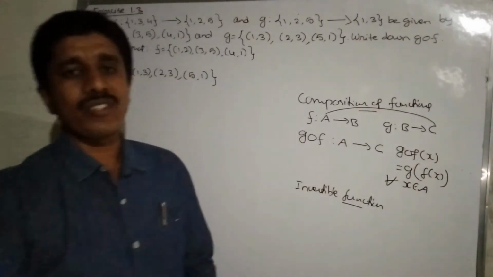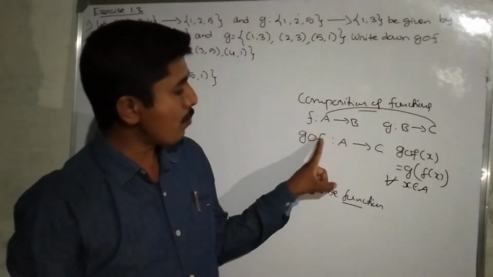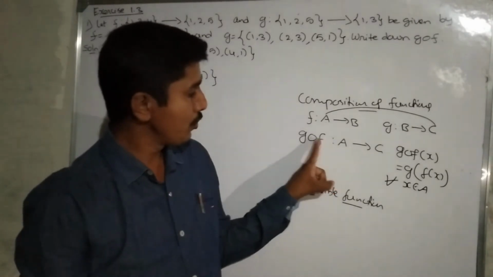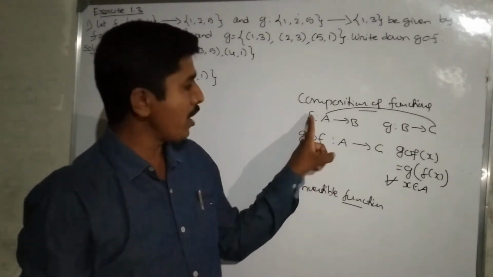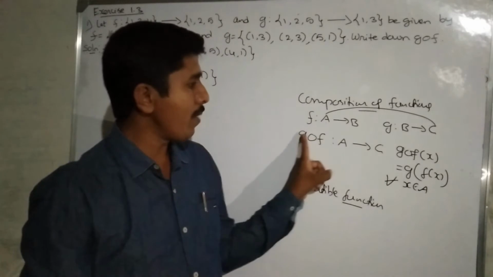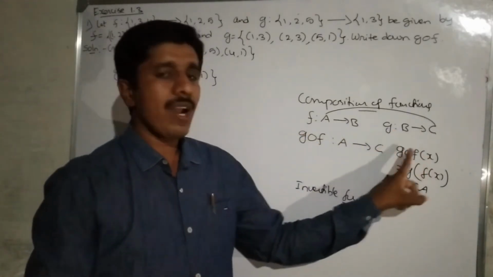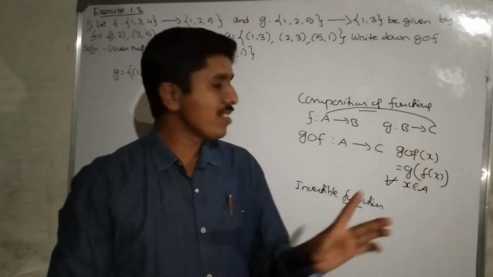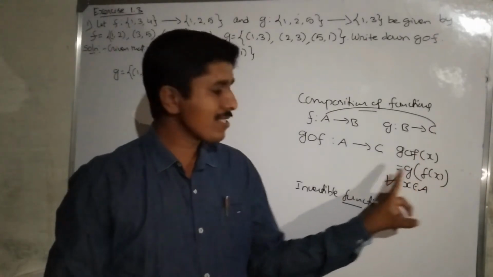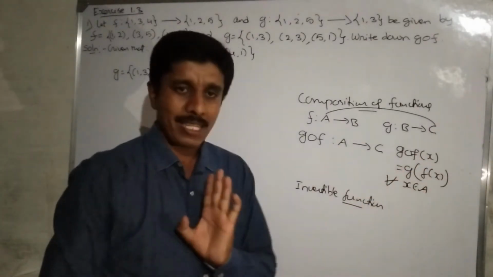It is also a function defined from the domain of f to the codomain of g. The domain of f is set A, the codomain of g is set C, defined like this: gof of x equal to g of f of x for all x belongs to set A.